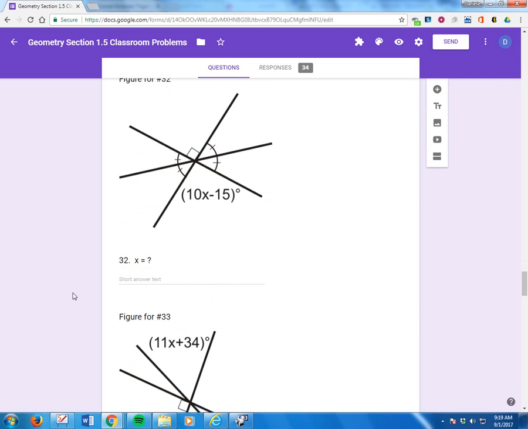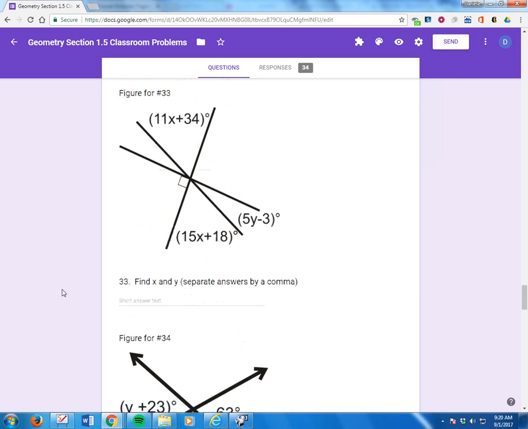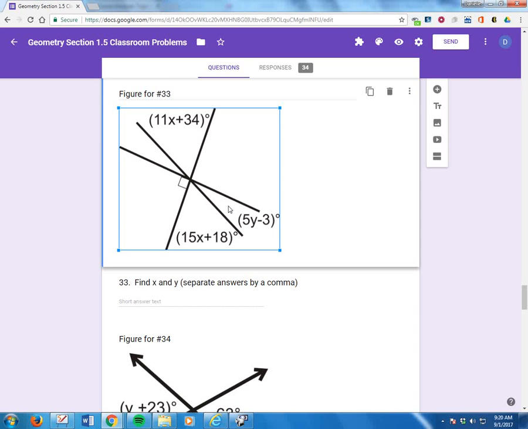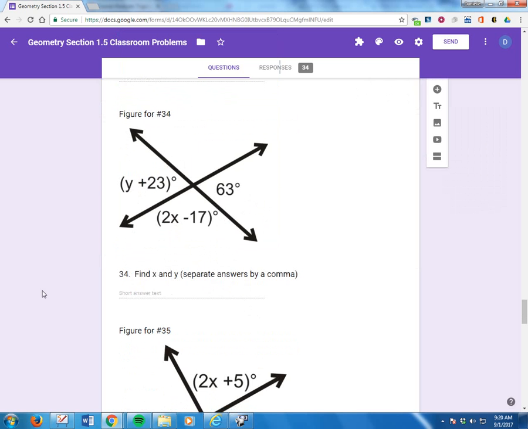It's vertical. This one is 90, so these two must be 90. So we could add this and this, but that's an x, so let's not do that. Let's set these two equal to each other, solve for x, figure out this angle, and then say that angle plus this angle is equal to 90, and solve. All right? Are we okay? We're good.